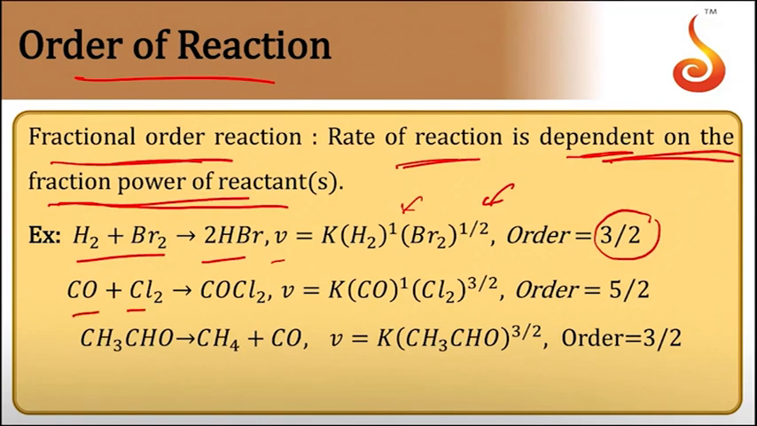Similarly, other reactions: CO plus Cl2 giving rise to COCl2. The total order is found to be 5 by 2 here. And CH3CHO, acetaldehyde, giving rise to CH4 and CO, is found to be 3 by 2. These three are the examples given to us as fractional order reactions. So we need to remember these examples, because they may ask in that way also: H2 plus Br2, CO plus Cl2, acetaldehyde decomposition.